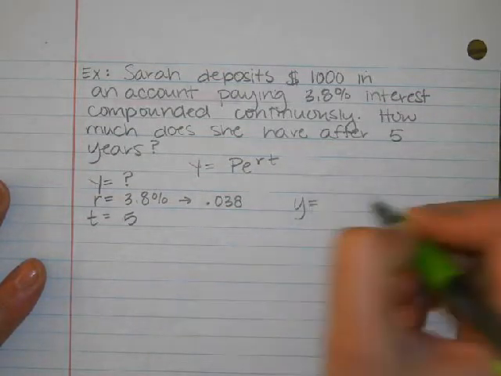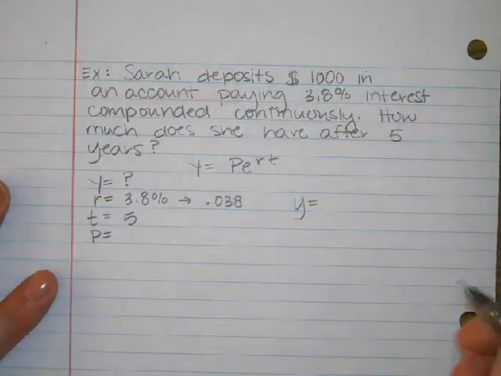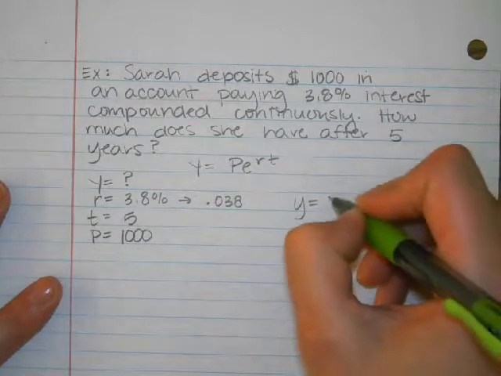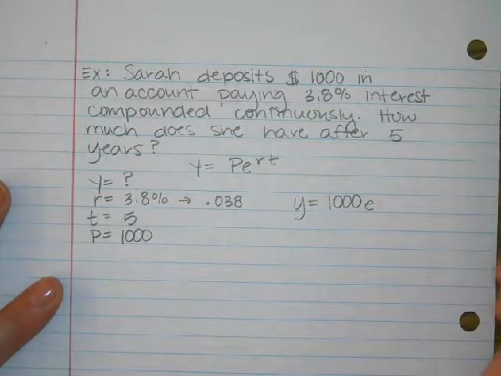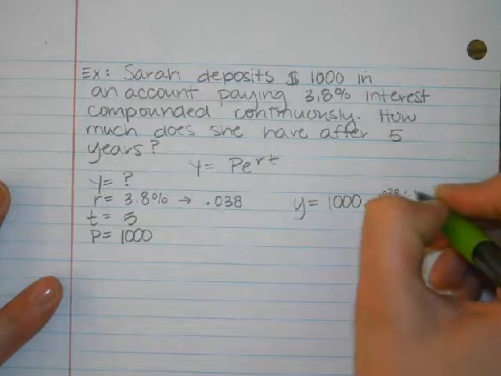So we're going to write y equals, oh, I forgot the P. What's the starting amount? 1,000. Okay. So we're going to say 1,000 e to the 0.038 times 5.